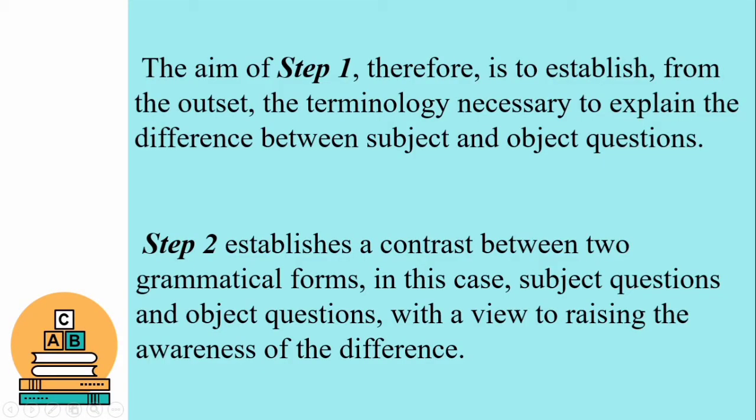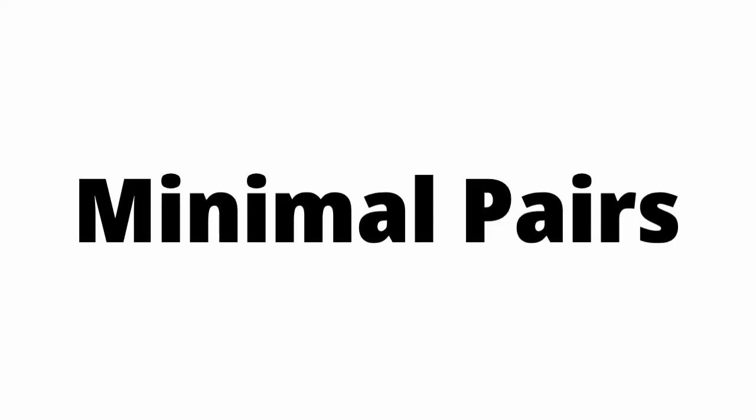Step 1's purpose, therefore, is to establish the terminology to explain the difference between subject and object questions. Step 2 establishes a contrast between two grammatical forms, in this case subject questions and object questions, with a view to raising the students' awareness of the difference. The principle operating here is that it is often easier to establish a language rule in students' minds by contrasting two forms that are different in only one respect. These are known as minimal pairs.